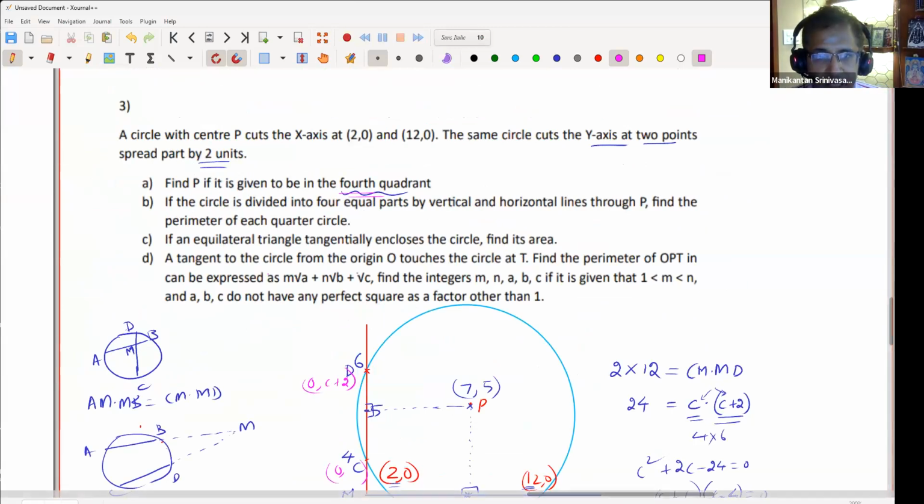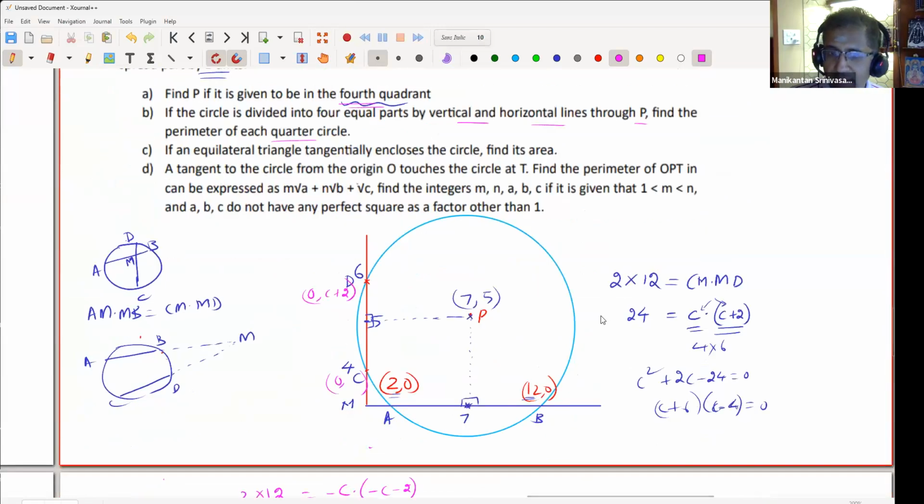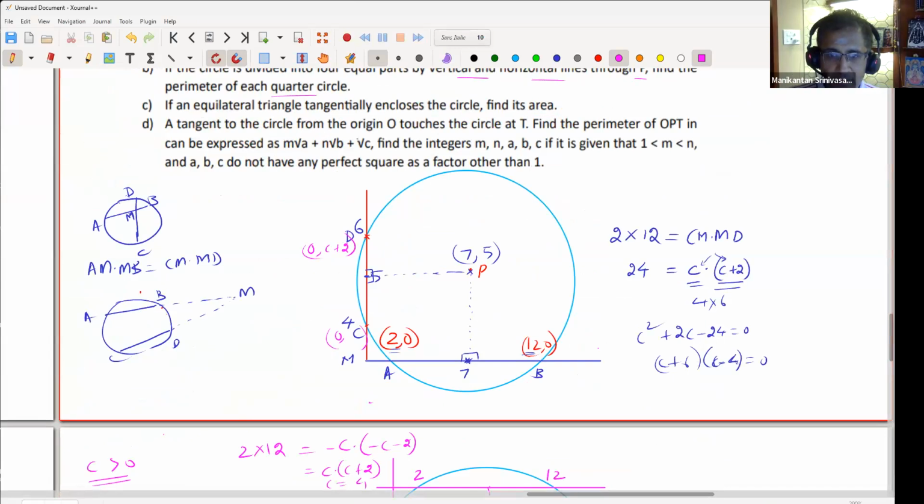Now, second one: if the circle is divided into 4 equal parts by vertical and horizontal lines through P, find the perimeter of each quarter circle. So this should be easy. Now, first, let's find the radius of the circle. So the radius of a circle. Okay, so what is the radius of the circle?